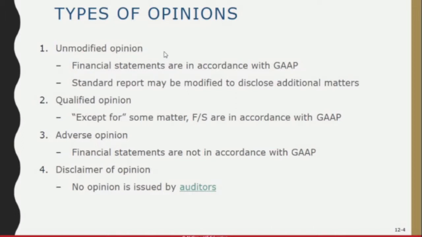Whereas a qualified opinion is also referred to as an except for opinion. What an except for opinion says is, except for this matter, the financial statements are in accordance with GAAP and fairly represented. We'll talk about how that's discussed in the audit report. In adverse opinions, it's not in accordance with GAAP. So that's a bad opinion. And a disclaimer of an opinion means that the auditors say, we can't give you an opinion on the financial statements. We'll talk about each of these scenarios in more detail.